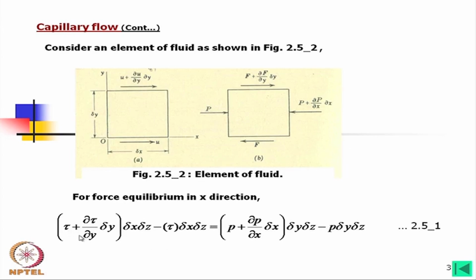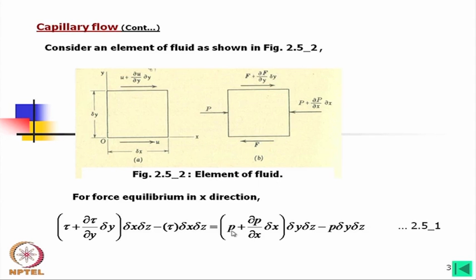tau plus del tau by del y into del y, where tau is the shear stress between the layers, into del x into del z. That means this del x into del z is the area we have considered, minus tau into del x del z. This is the force in these directions, and here I think this will be tau, not F.